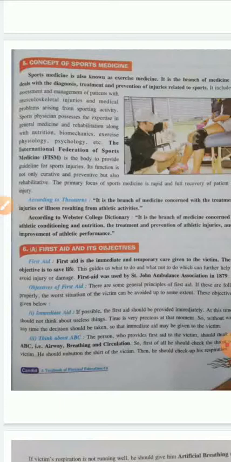The International Federation of Sports Medicine is the body which provides guidelines for sports injury. Its function is not only curative and preventive but also rehabilitation. This means FIMS, the International Federation of Sports Medicine, provides guidelines for sports injury as well as helps in rehabilitation.